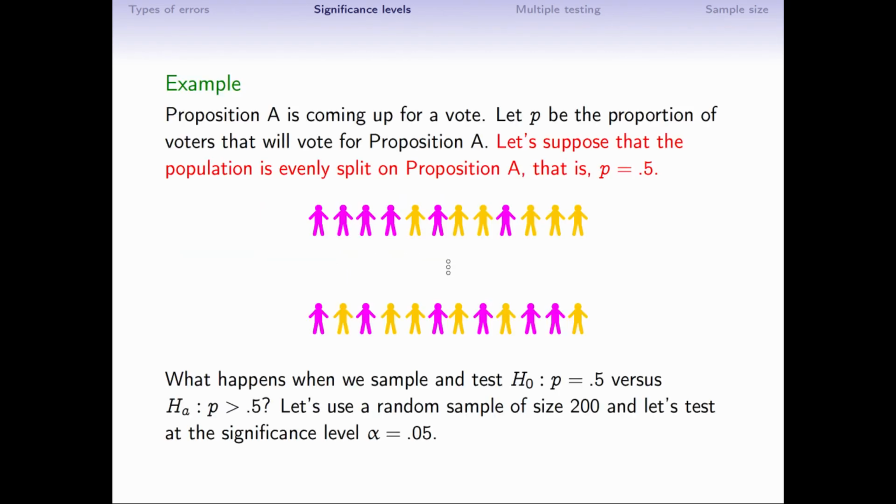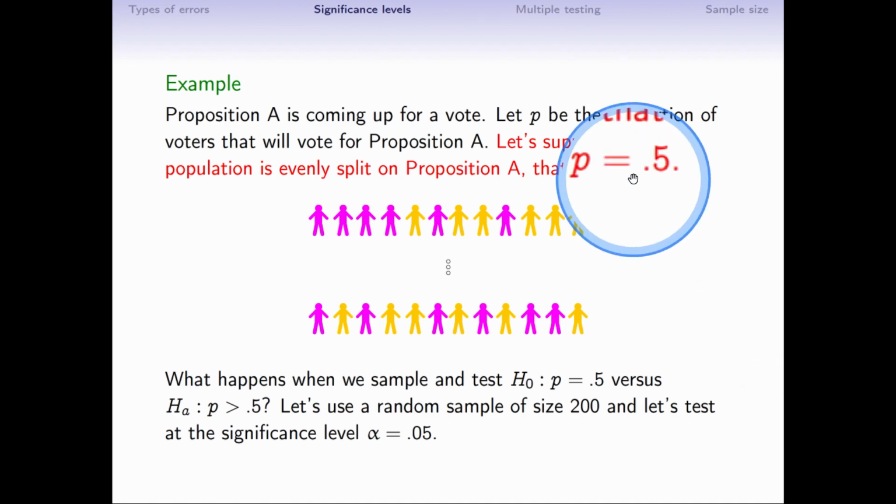Let's look at this example. Proposition A is coming up for a vote. Let P be the proportion of voters that will vote for Proposition A. Now, let's suppose that the population is actually evenly split on Proposition A. That is, the proportion P is actually equal to 0.5, all right?